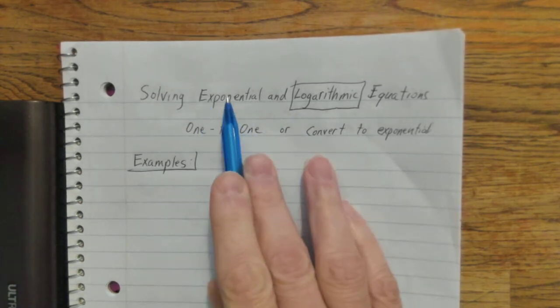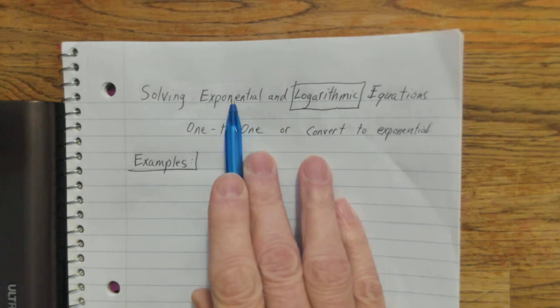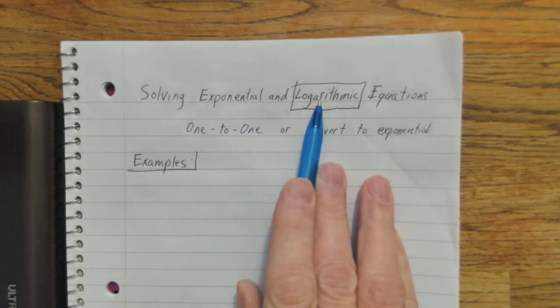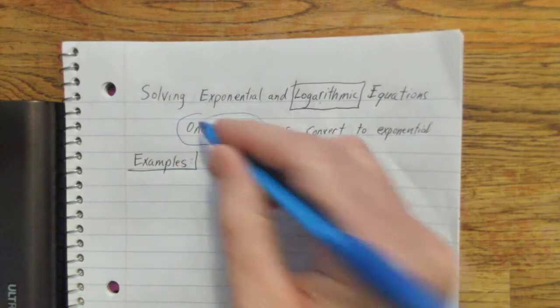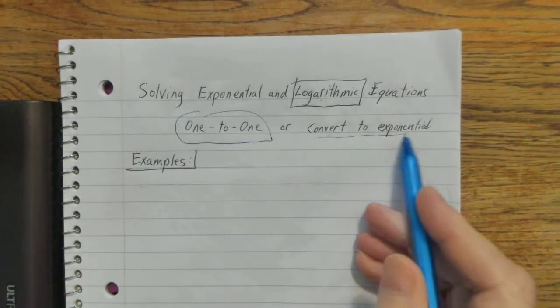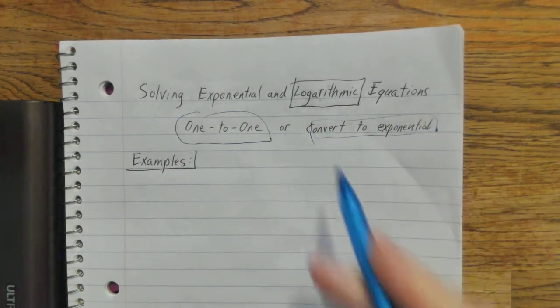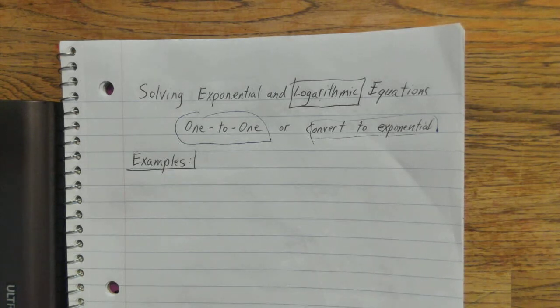And we had been solving exponential equations. We're going to go to logarithmic equations. And there might be some that we can do one to one, but there might be others where it might help us just to be able to convert a logarithmic equation to an exponential. So let's just look at some examples and see what happens here.